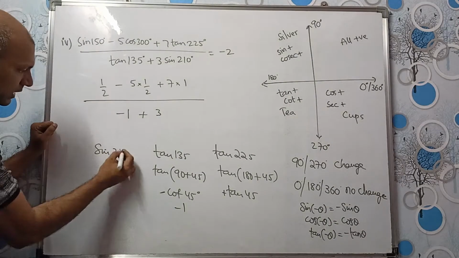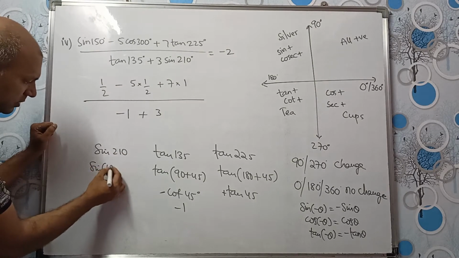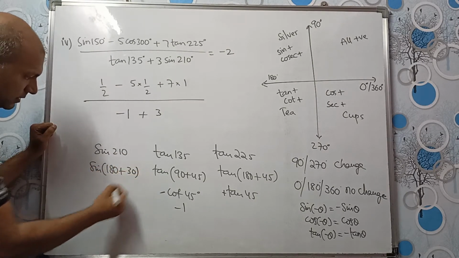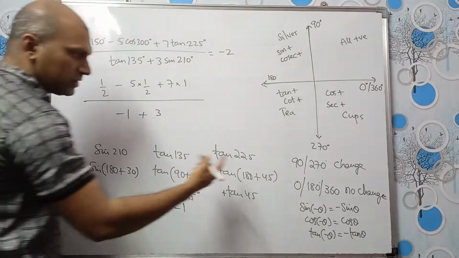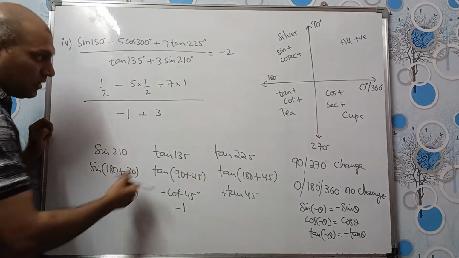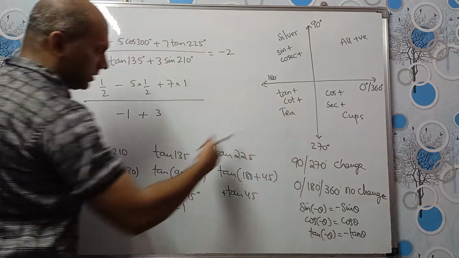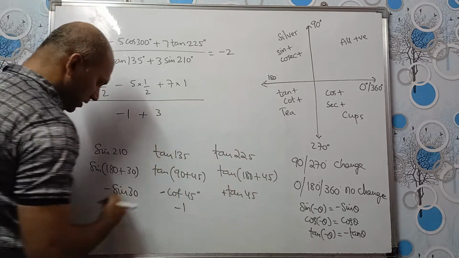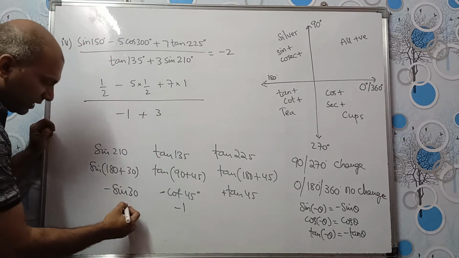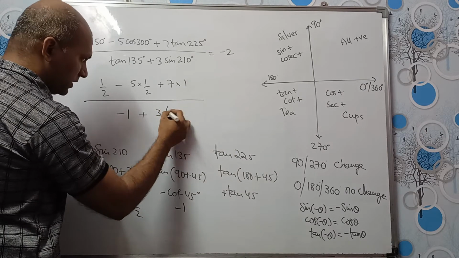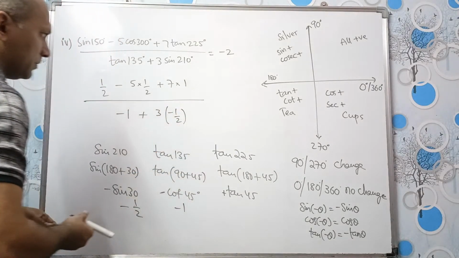What is sine 210? We can write it as sine 180 degrees plus 30 degrees. At 180 there is no change, right? So sine will remain sine, so this will be sine 30. 180 plus theta. Sine will be negative in the third quadrant, so this will be minus sine 30. So this is minus 1 by 2.